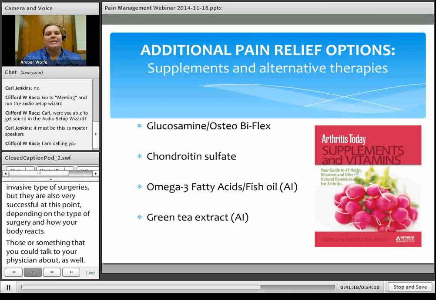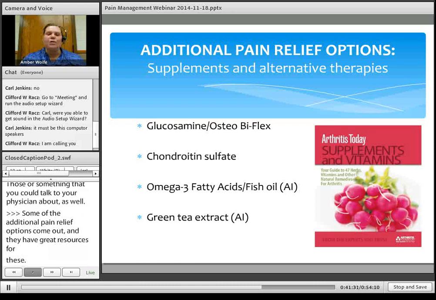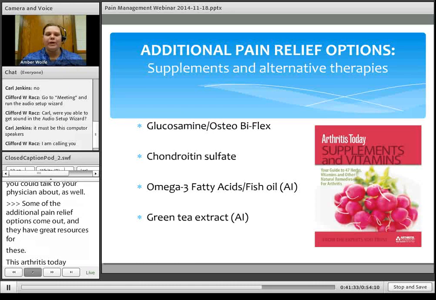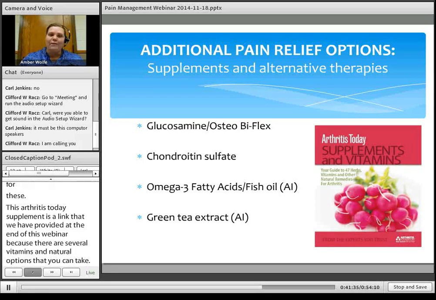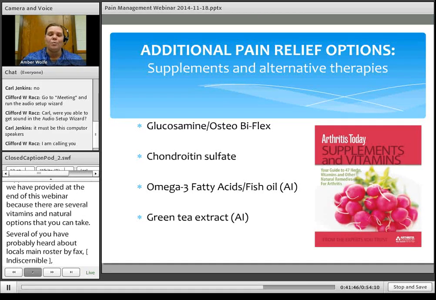Some of the additional pain relief options come out, and they have great resources for these. This Arthritis Today Supplements is a link that we've provided at the end of this webinar as well, because there are several vitamins and natural options of things that you can take. Several of you have probably heard about glucosamine or osteobiflex, chondroitin sulfate, things like omega-3 fatty acids and fish oils for the anti-inflammatory properties, and even green tea extracts have anti-inflammatory properties as well.